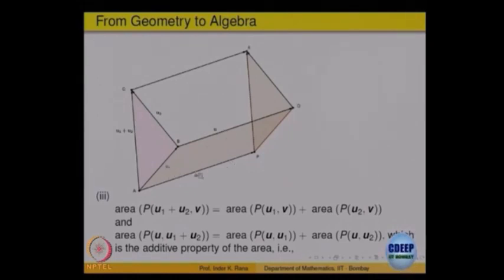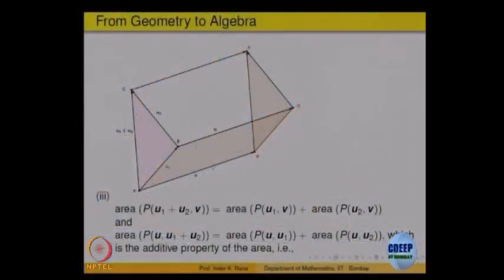Geometrically, we are using the fact that the geometric concept of area is an additive function. If you have two non-overlapping regions, the area of the union is equal to the sum of the areas. So, that property is used. The important thing is that the area of the parallelogram spanned by (u1 plus u2) and v is the same as the area of the parallelogram (u1, v) plus the parallelogram (u2, v).